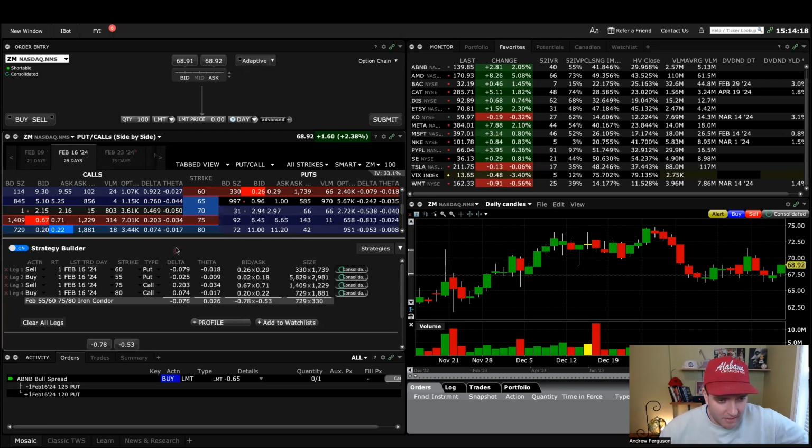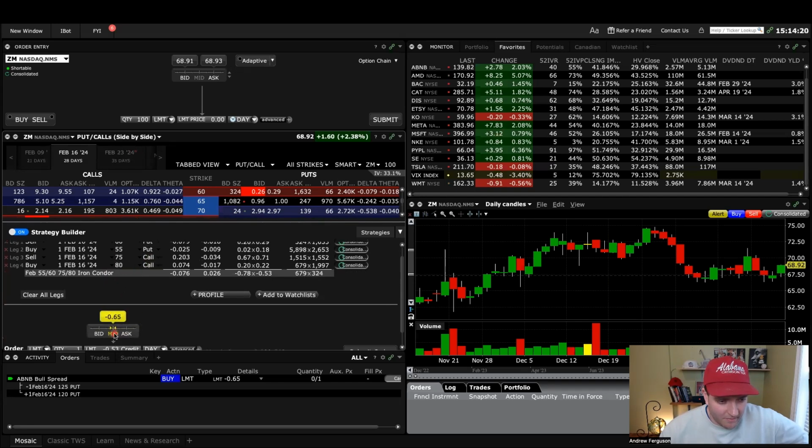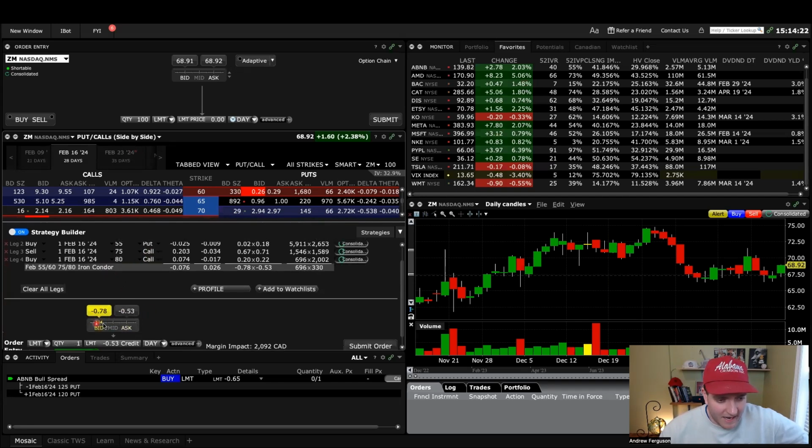And if I just pull this up a little bit higher, we can see that there's a pretty big spread in terms of the bid-ask in there. We're at around 65 cents right there for a margin impact, again, of $675. Not a bad return for that amount of margin being used in your account.